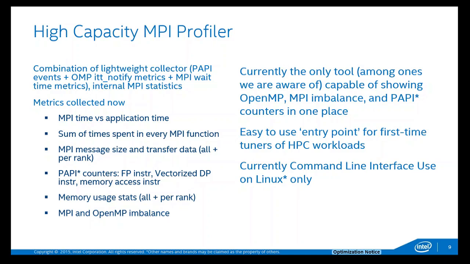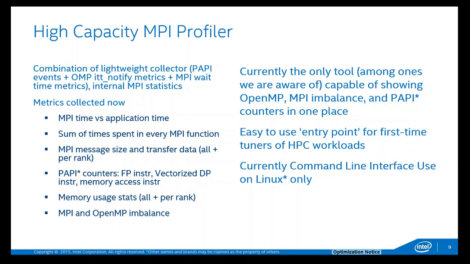If you look just at the PAPI counters, some of the information that it provides is floating point instructions, as well as what percentage of your instructions are vectorized, which is pretty useful, especially if you combine it with a tool that helps you vectorize your application, something like the Vectorization Advisor. That's also part of the Parallel Studio suite. It also provides data on memory accesses, how many instructions are doing memory access, things like that.